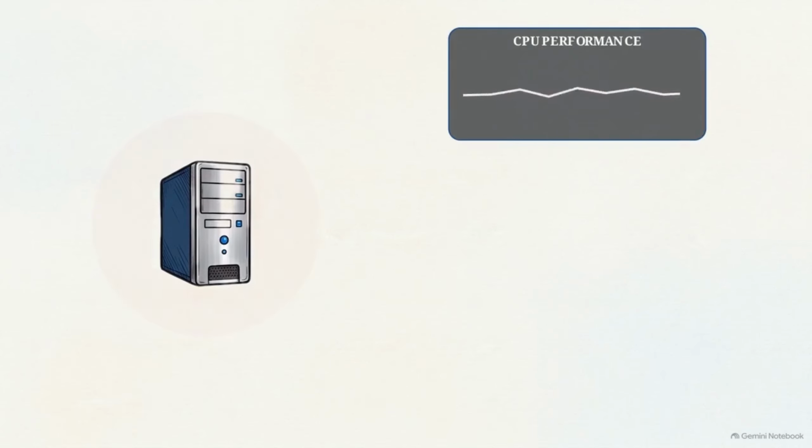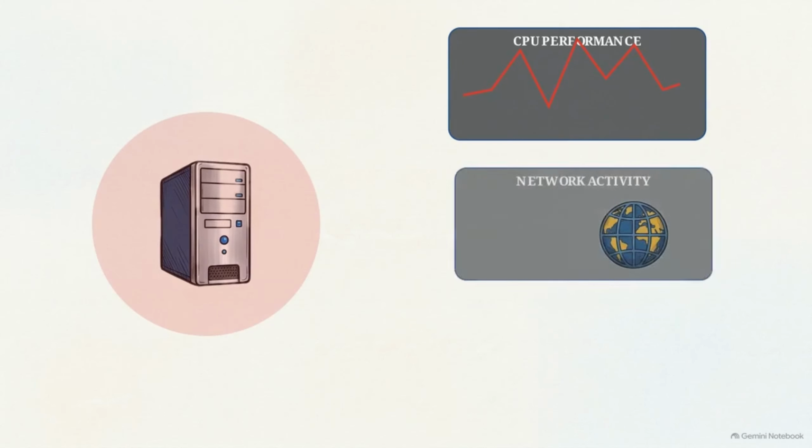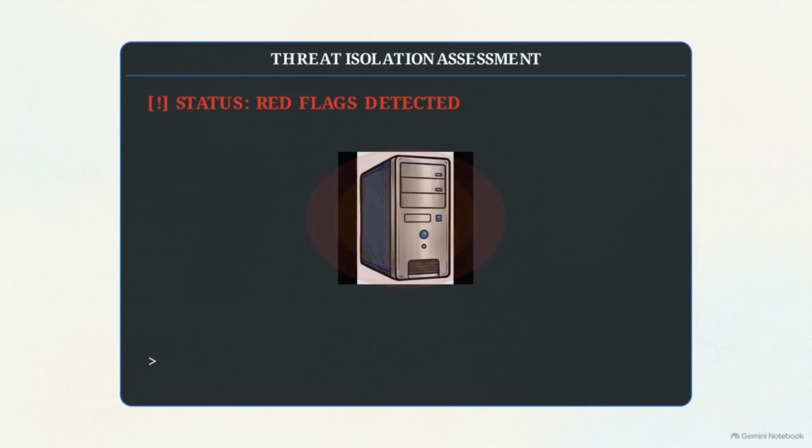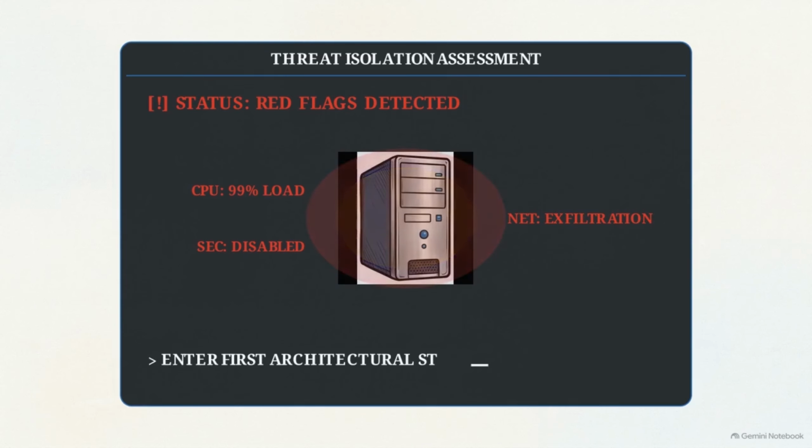Recognizing an active infection requires monitoring for system-level red flags. Watch for sudden CPU performance degradation, unexplained high network traffic from background data exfiltration, or a built-in security suite that refuses to turn on. Let's test your active recall. As computer science students, if you identify these red flags, what are the first architectural steps you must take to isolate the threat before you even think about running an automated scan?